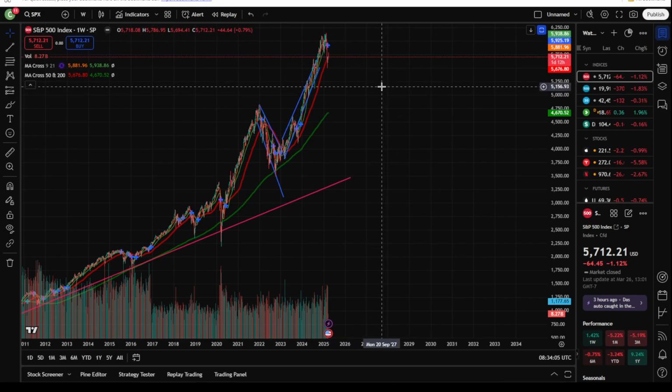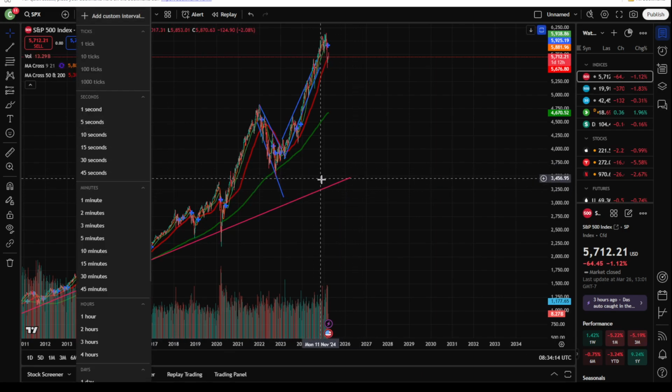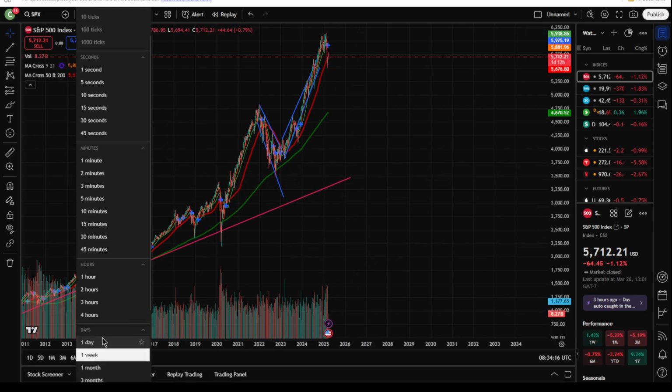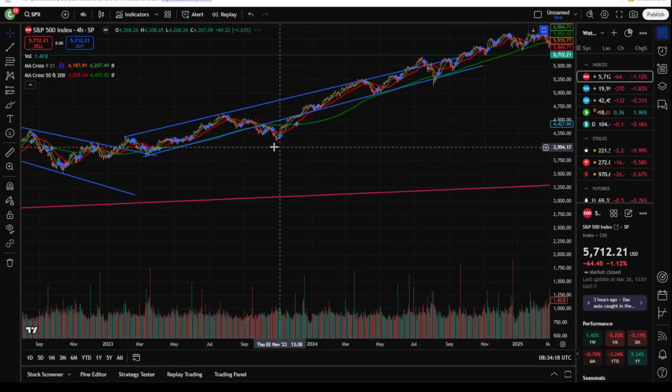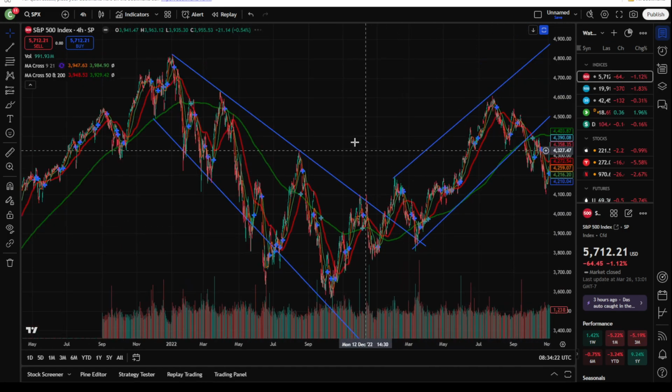So, is that telling? Hey, who knows, right? Who the heck knows? But I'm keeping my eye on this just in case. Okay. Anyway, let's go into the shorter term time frames and why I have these blue lines drawn.